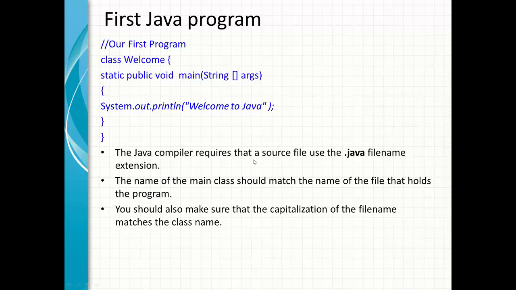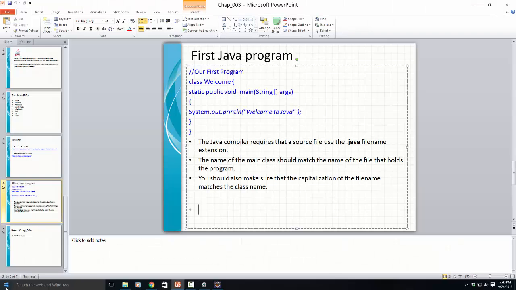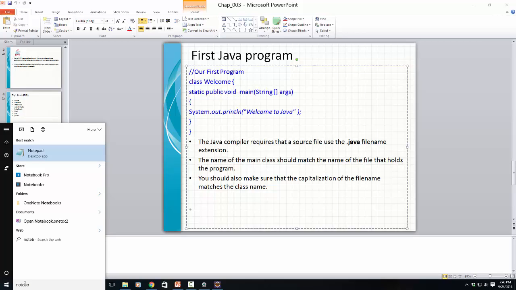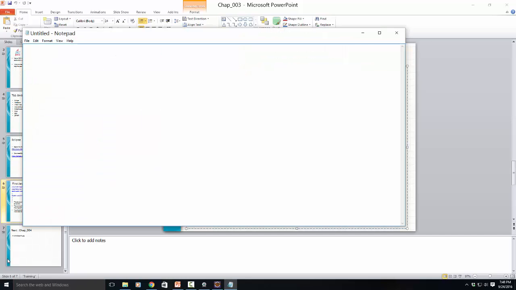Over here, it says Java compiler requires that a source file use the .java file name extension. That's very important because we are using an IDE, so the IDE did that for us. But let us say I'm typing that in Notepad. Let us say that I type my program like this. Okay, exactly the same thing we did in the IDE.